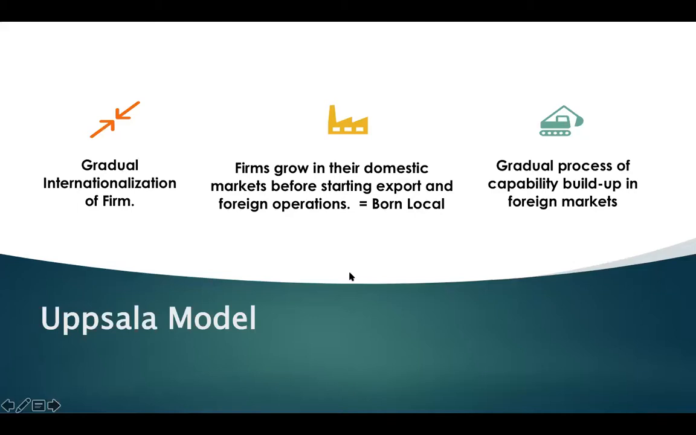Yeah, so there are one or two more models or theories. The next one is the Uppsala model. Uppsala is a university in Sweden. Researchers at Uppsala University developed this model using data from Swedish companies. They found that the Swedish companies were internationalizing their businesses gradually. They say traditional companies internationalize gradually, stage by stage. And they call the model the gradual internationalization model.